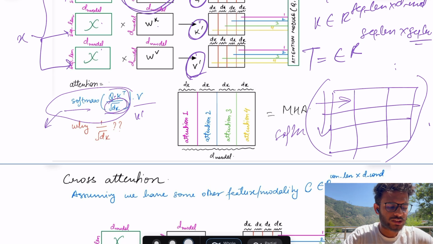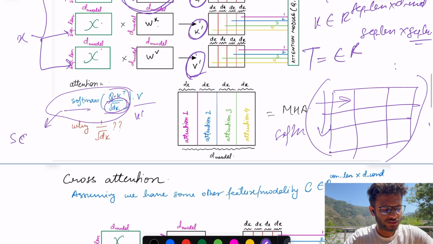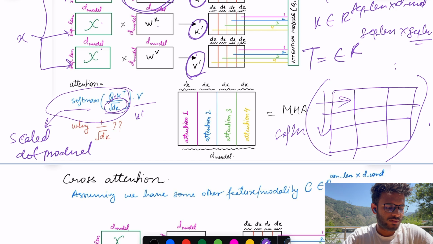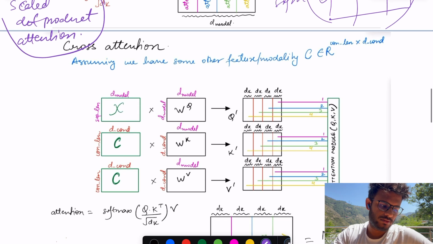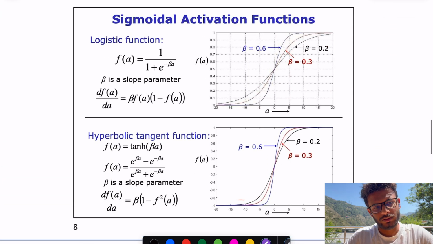Now this is not actually dot product attention, this is another thing. This is what we call scaled dot product attention. Now why is it called scaled? Because we are multiplying with 1 by root dk. Now again another question, why 1 by root dk? See, this is the issue. This has to do with the softmax activation function. So what is softmax?